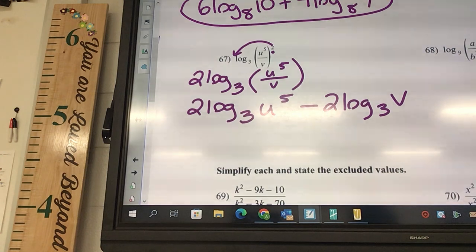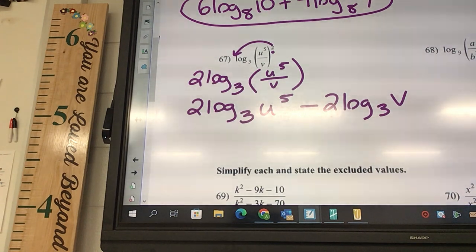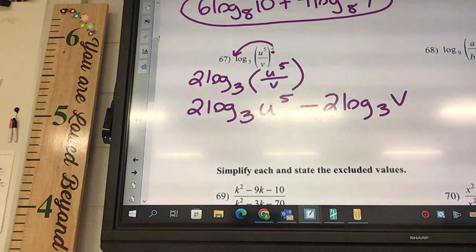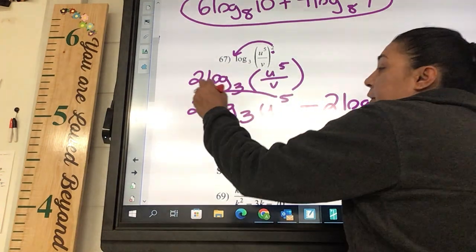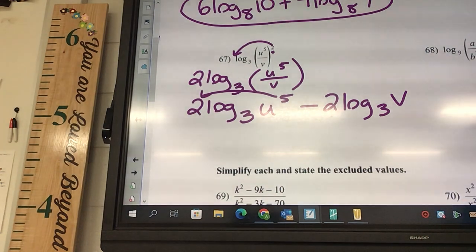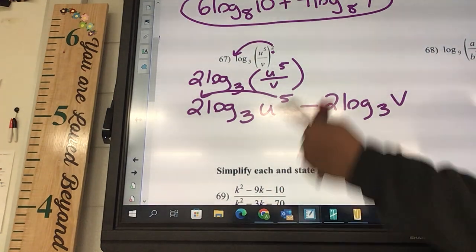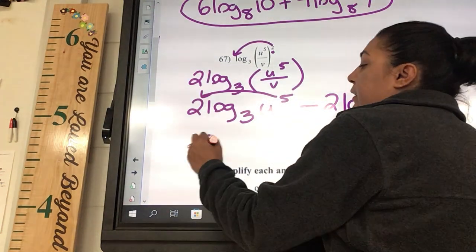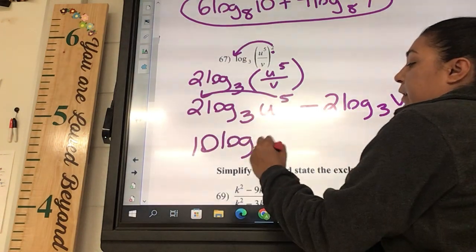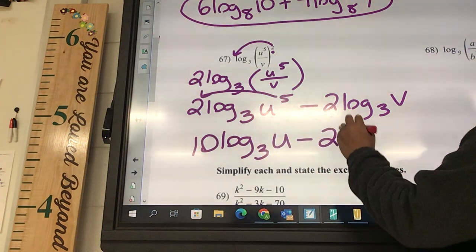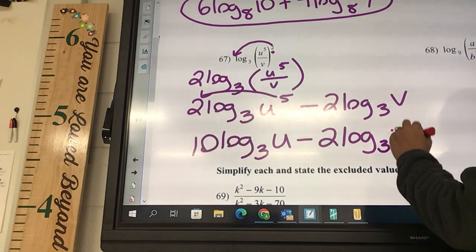Okay, do we have any powers or exponents? Which one has an exponent? The 5. Where does the 5 go? We just did it to the front, but there's already a number up front. Do you remember, what do we do with those two numbers? You multiply them. So 5 times 2, 10. So there's going to be 10 log 3 of u minus 2 log 3 of v.